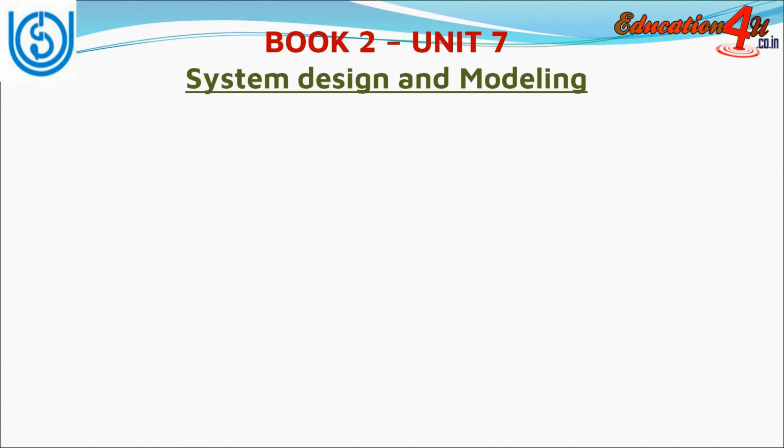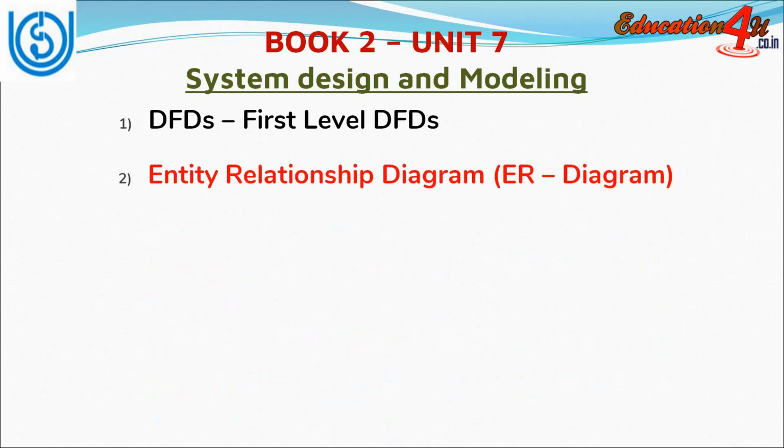Now coming to book 2 unit 7, that is system design and modeling. Let's see what are the important questions. As I told you, in book 1 you were introduced to 0 level DFD. Now in unit 7, system design and modeling, you are introduced to first level DFDs. So you should know, very important question.